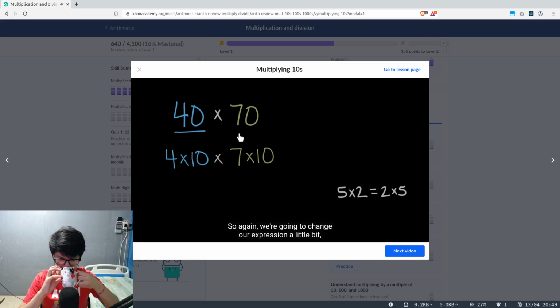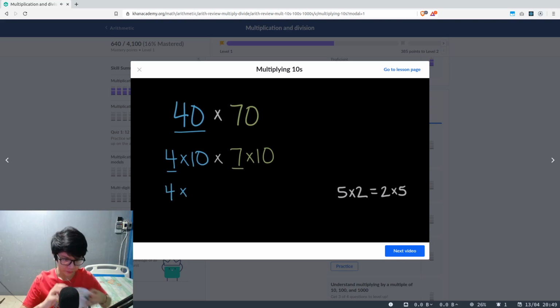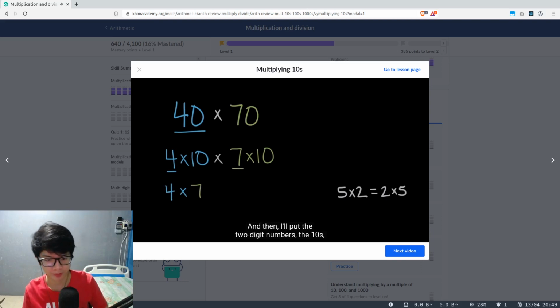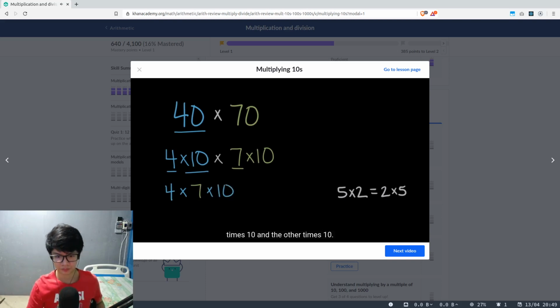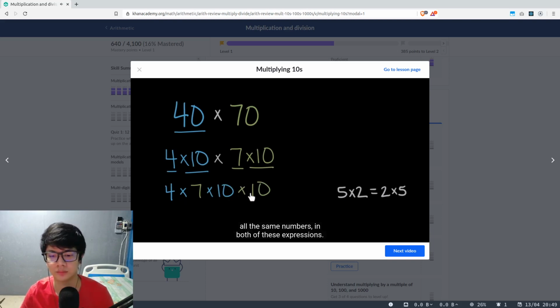So again, we're going to change our expression a little bit, but what we're not going to change is the solution. So I'm going to put my 1-digit numbers first. 4 times 7. And then I'll put the 2-digit numbers, the 10s, times 10, and the other times 10. So we have all the same factors, all the same numbers in both of these expressions. They've just been reordered. And now I'll solve going across.